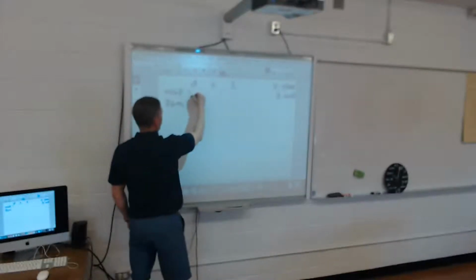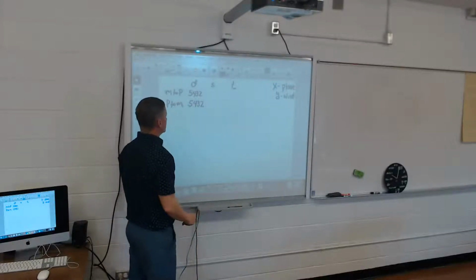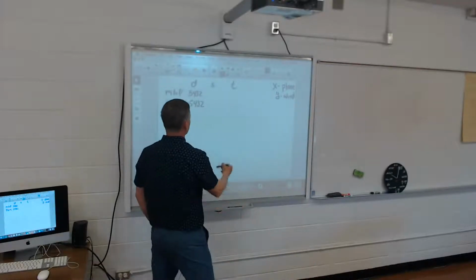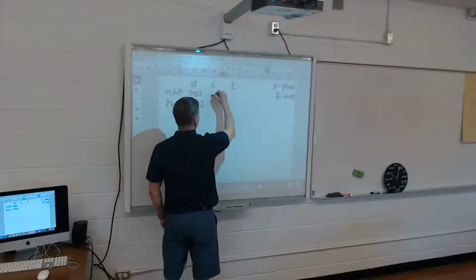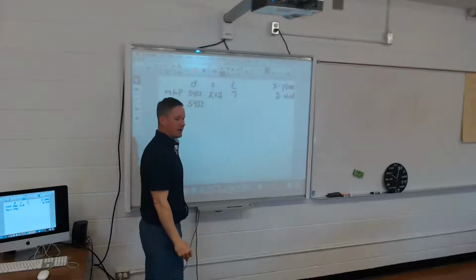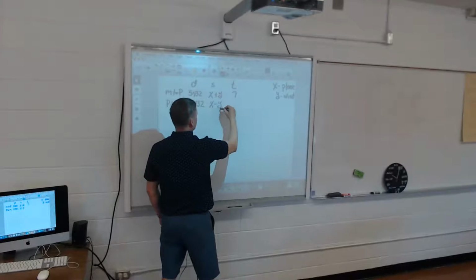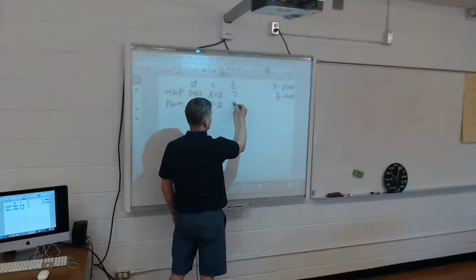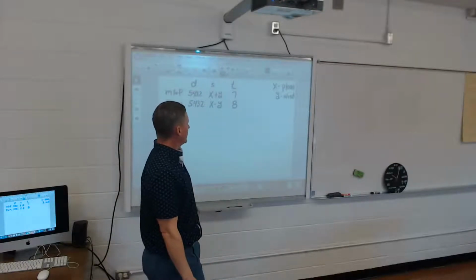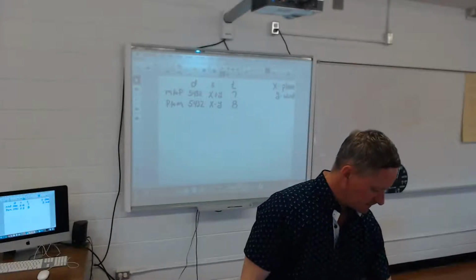So the distance I have is 5,432. The speed to Paris is with the wind. It's wind aided. So how do I show the plane and the wind going together in the same direction? I add them: x plus y. And the time it takes is 7 hours. To work my way back, he flies against the wind, so x minus y, and the time is 8 hours. So far, so good, girls?